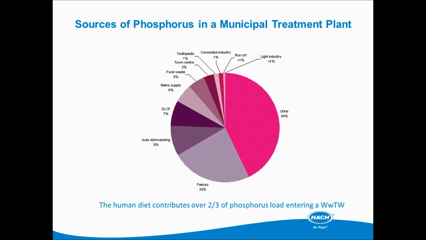The phosphorus added to drinking water to pacify lead pipes accounts for only 6% of the phosphorus load, and that's being dosed at between 1 and 2 milligrams per litre as orthophosphoric acid. And surprisingly, industrial discharges generally account for less than 1%.